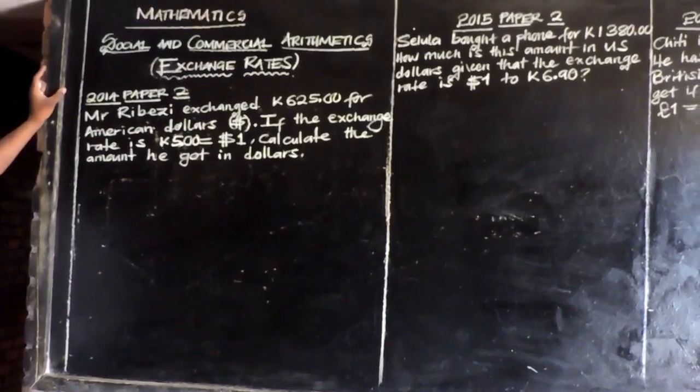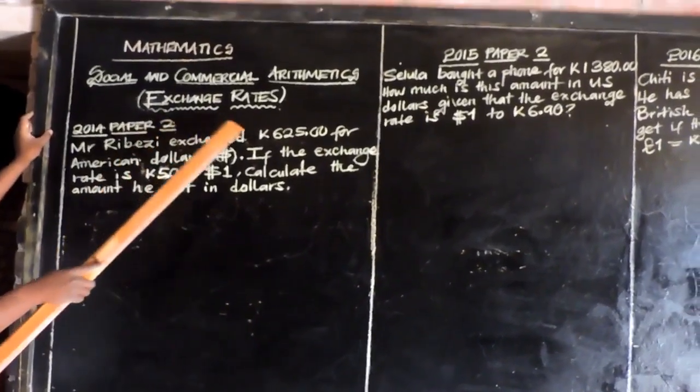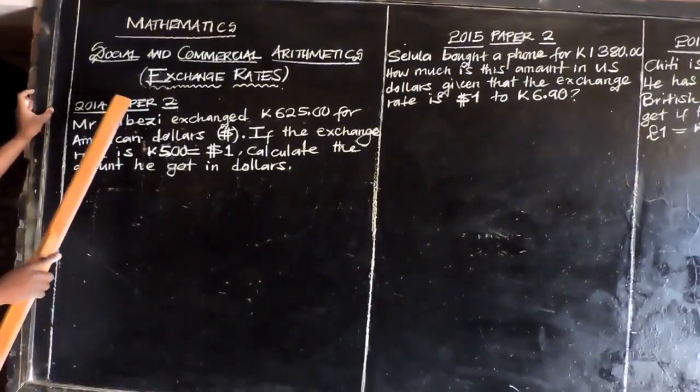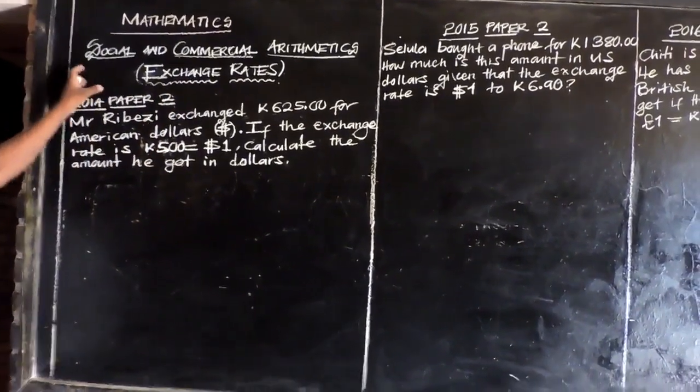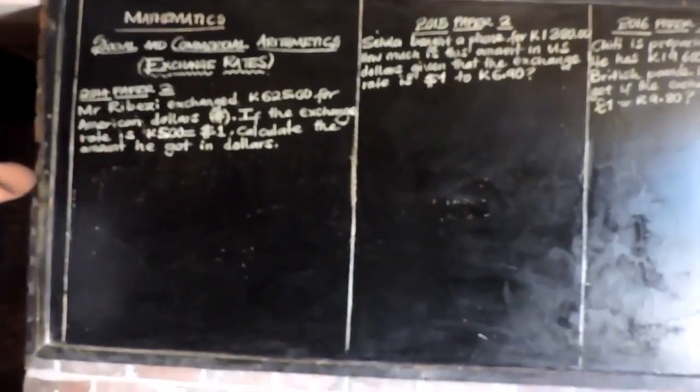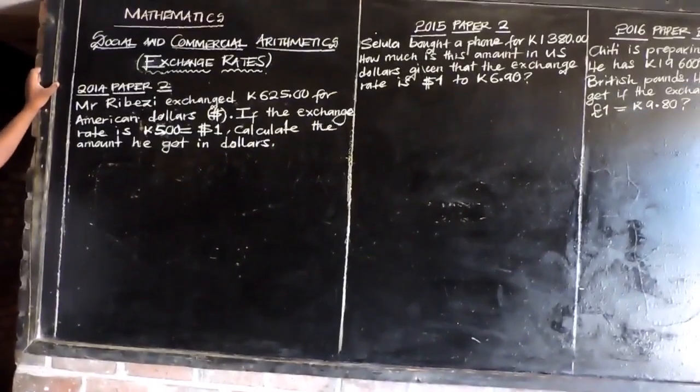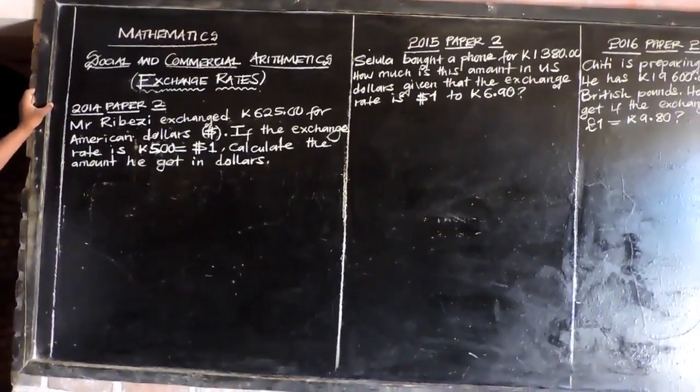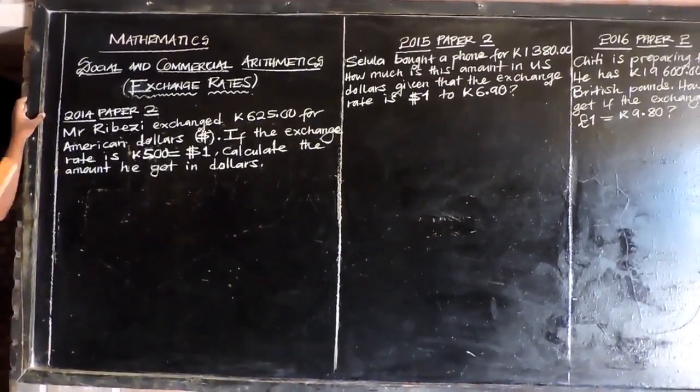Now under this topic we are going to focus on exchange rates. Okay? So exchange rates is a topic under social and commercial arithmetic. Are we together, people? We are going to look at 2014 as our first example. Yes. So let us move on.